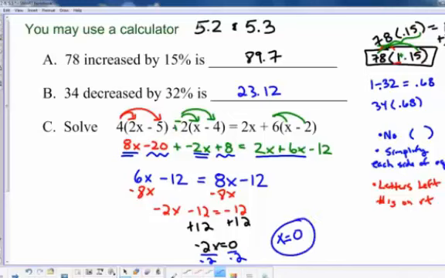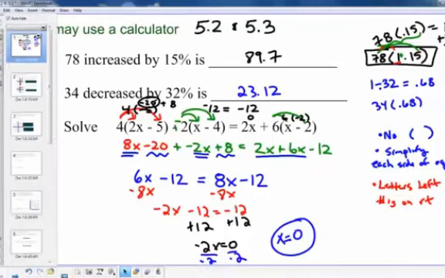It's a really good tactic to take that and plug it back in and just make sure it works. So if we do that really quickly, 4 times negative 5 is negative 20, minus 2 times 0 minus 4 is negative 4, so that'd be a negative 8. That'd be plus 8. So we've got 12. This whole side equals 12. And then does this whole side equal 12? 2 times 0 is 0, and 0 minus 2 is 6 times negative 2, and that's a negative 12. So that is also a negative because of the negative 20, and it works.